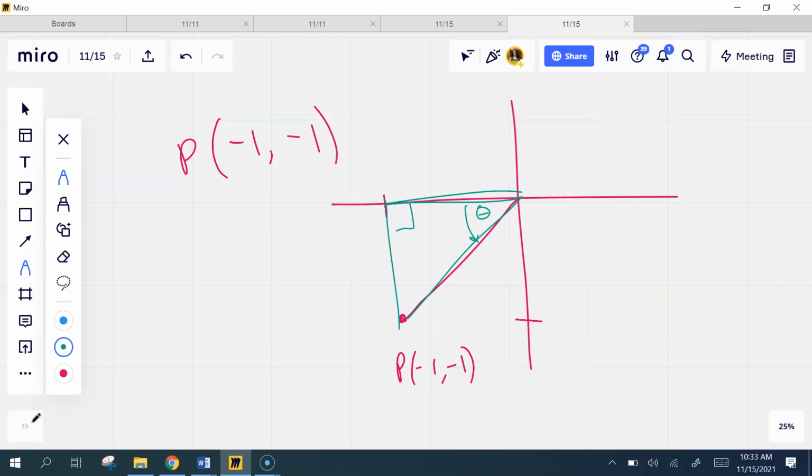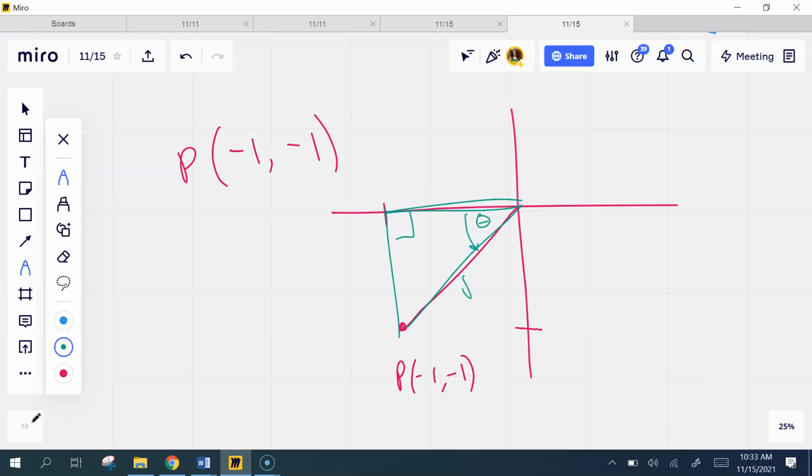I would just keep it in radical form. So this length would just be square root of 2. You don't have to worry about negatives because length can't be negative, right? As you go through and do that. But can your sine and cosine and tangent be negative? Sure. We know that from the unit circle, right?